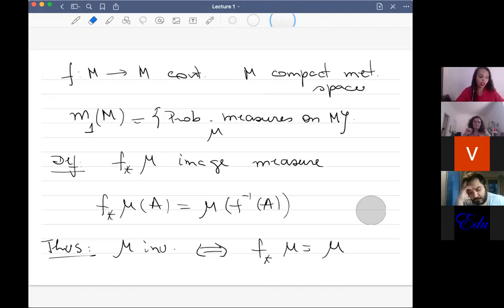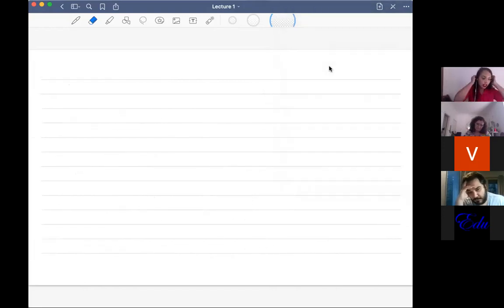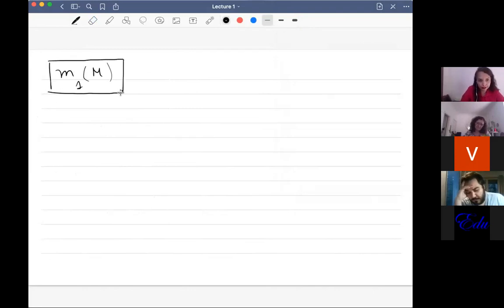Okay. So we do the following. We consider our space M1 of M, the space of all the probability measures, and we put a topology on it. Now you can take a break for your brain. If you didn't study functional analysis, just try to see the results, okay?